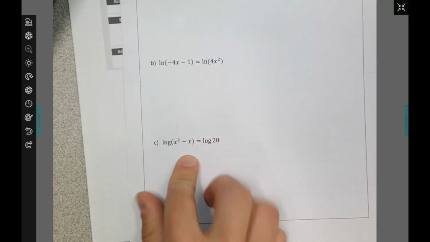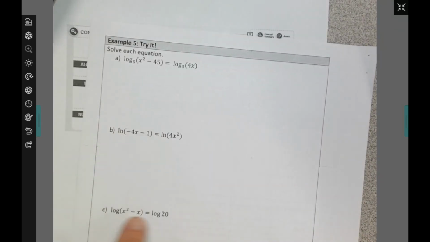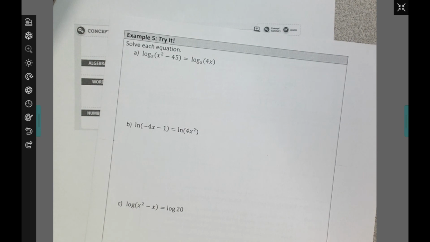So you got 3 more of these to try on your own. Notice on all of these, the bases for the log are the same. So that allows us to go ahead and set the insides equal. And then from there, when you get your answers, you have to check to make sure they work out.